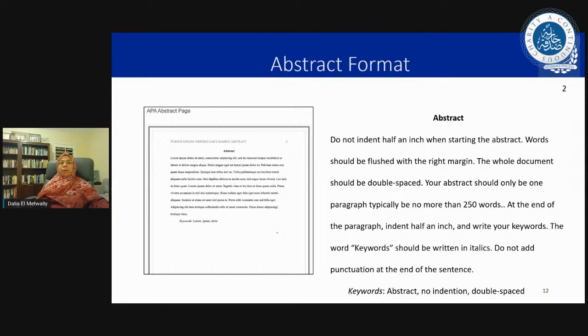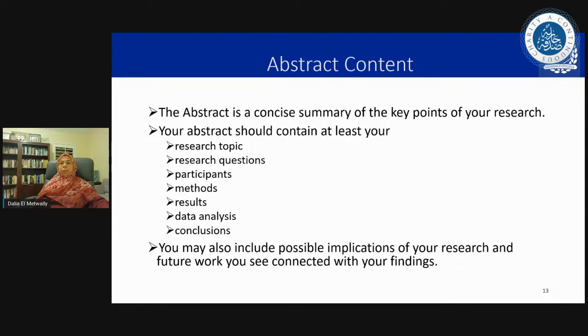So again, this is how it looks. This is a professional paper. That's why we have a running head here. And I wanted to get an example of a professional paper. So the abstract, what do we actually have in the abstract? We have a concise summary of the key points of your research.